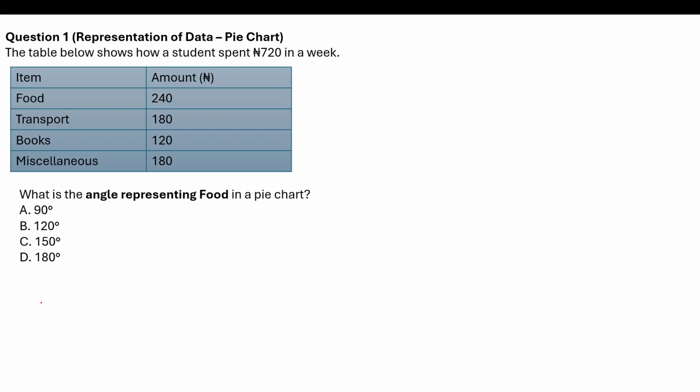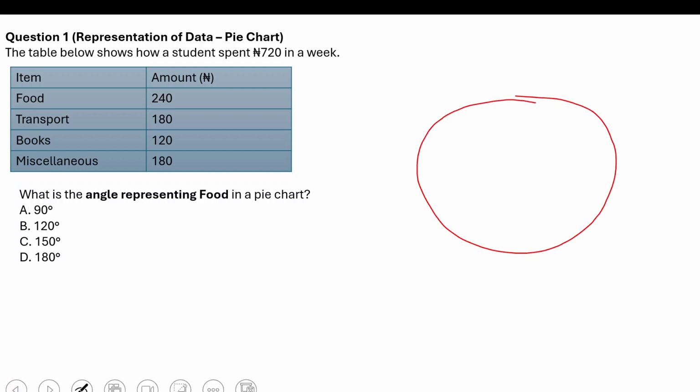So as we all know, a pie chart is a circle representing different items according to the 360 divisions. So each of these divisions is just like a part of 360. Now, the question here says, what is the angle representing food in the pie chart? So this is food. Food is 240, right? So we're going to be having the angle.